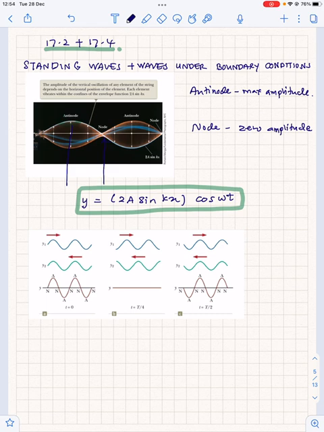So the third one here will be the resultant wave. So we combine y1 plus y2. Then the amplitude is increasing, where the maximum amplitude is labeled by A, antinode, and the point of 0 amplitude is labeled by node.